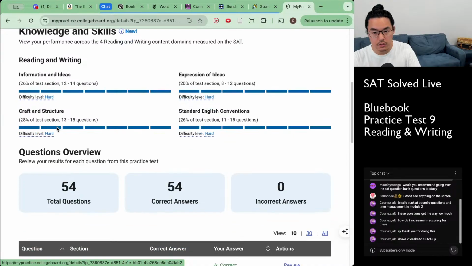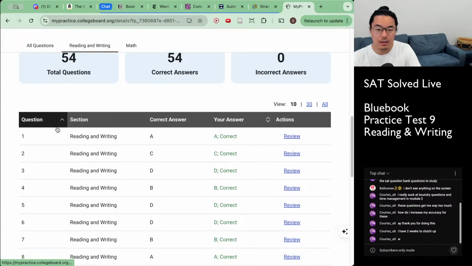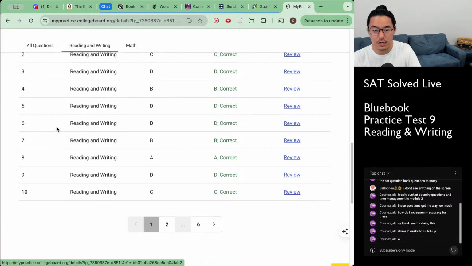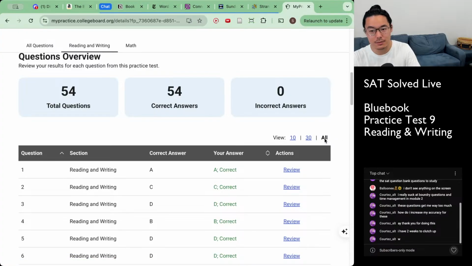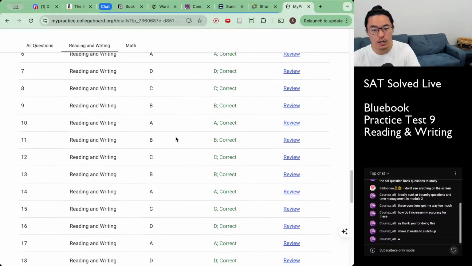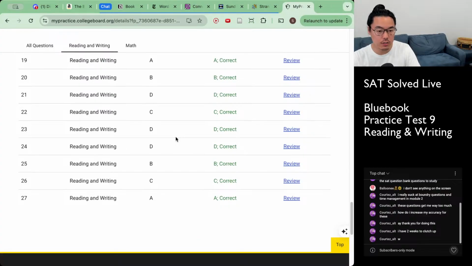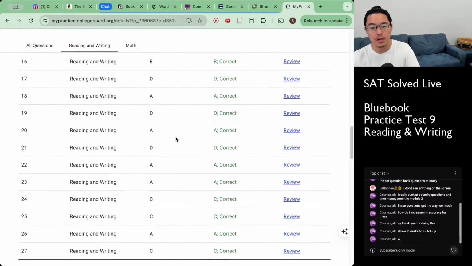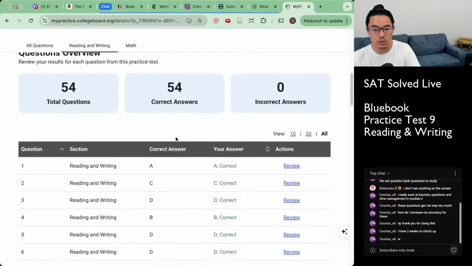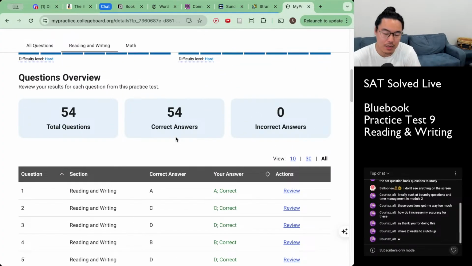Nothing incorrect. Obviously, this is slightly inflated or artificial, because yes, it's true, I have seen many of these questions before, but I hope that my stream was at least a helpful resource in just imagining what it's like to solve a practice test for the first time. Because yes, I do slow down on the passages, and it's not like I memorized every single sentence of all these passages. I did have to reread them to figure out what was going on.